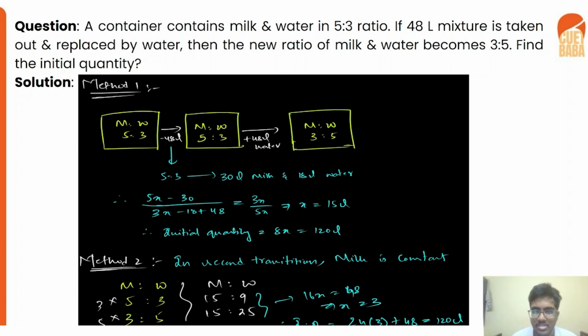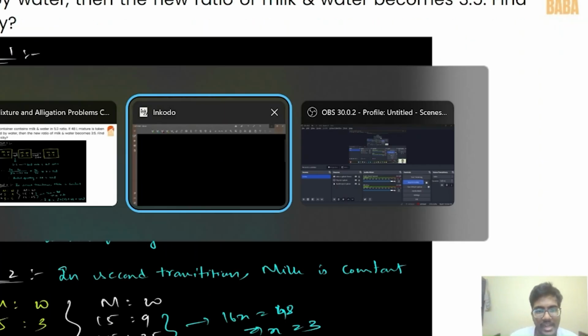Okay, so how do you solve this type of question? Before as well we have already discussed this thing. There are two methods to solve this. So if I clearly write this here, we have this original container. Okay, so in the original container, we have the milk and water ratio equal to 5:3.